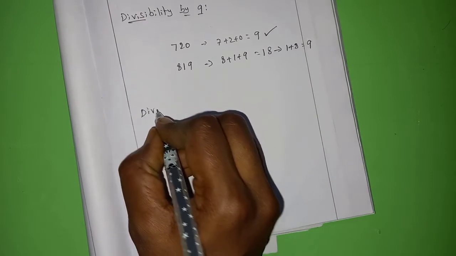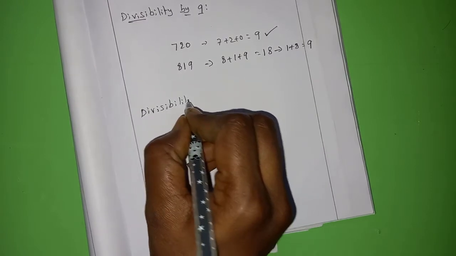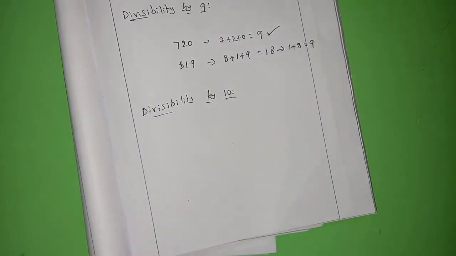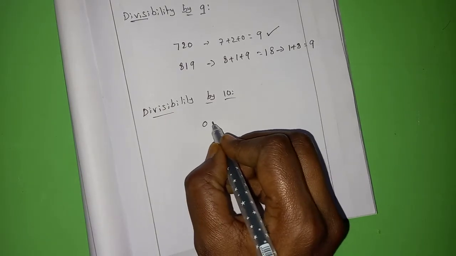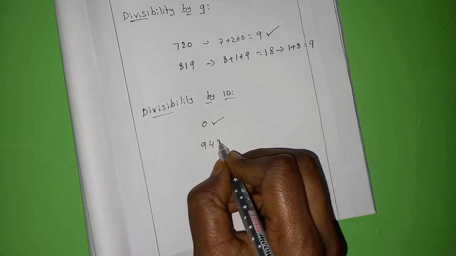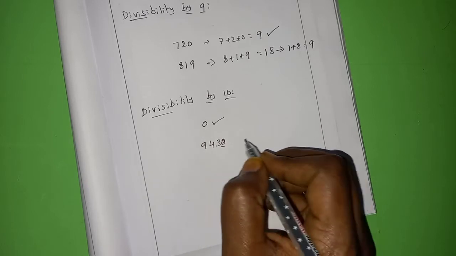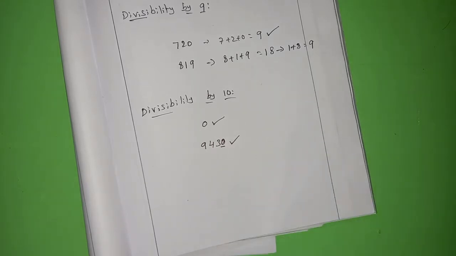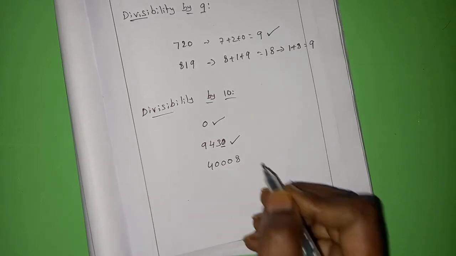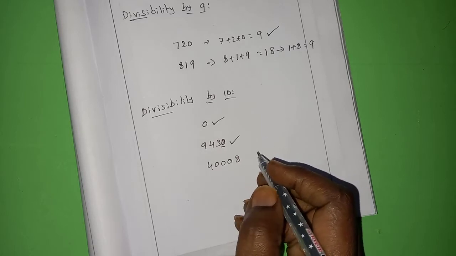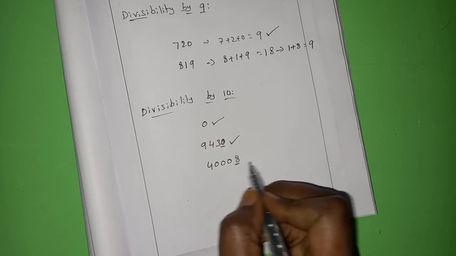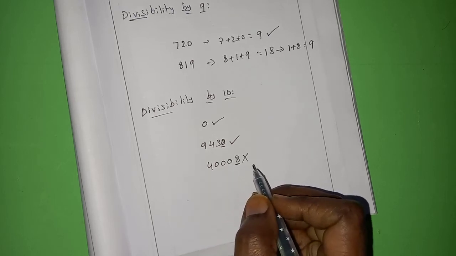Next, divisibility by 10. If the number ends with 0, then the number is divisible by 10. Take a big number, 9430. The number ends with 0 means it's divisible by 10. Is this number divisible by 10? No. Even though it is having 3 zeros, but the last number is not 0. So this number is not divisible by 10.